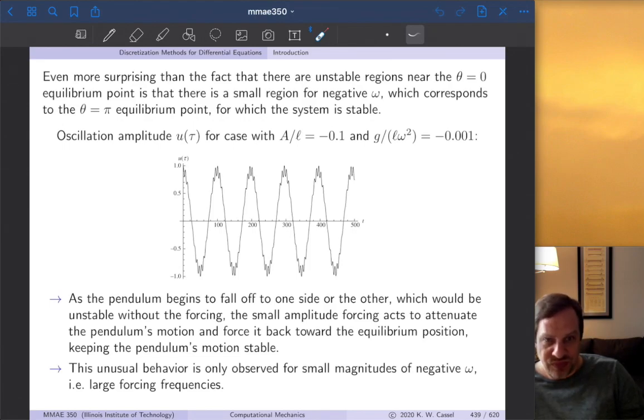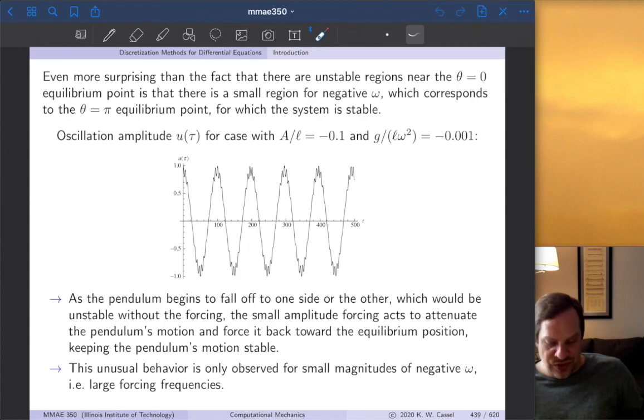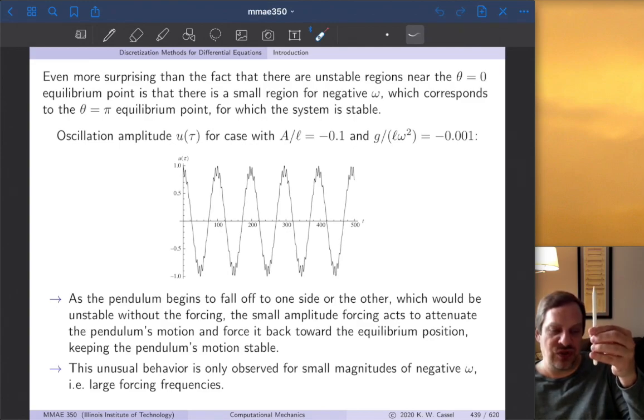However, now let's look at a situation where theta is equal to pi, and u is going to be measured from there. So now u equal to 0 corresponds to sticking straight up. Theta is equal to pi. And so again, normally without any forcing, that would be unstable. And it turns out that with just the right amount of forcing, I'll show you one example, you can actually keep it sticking straight up.